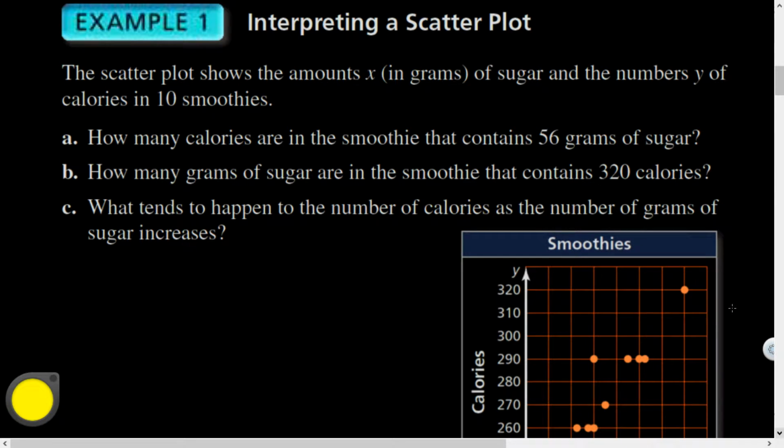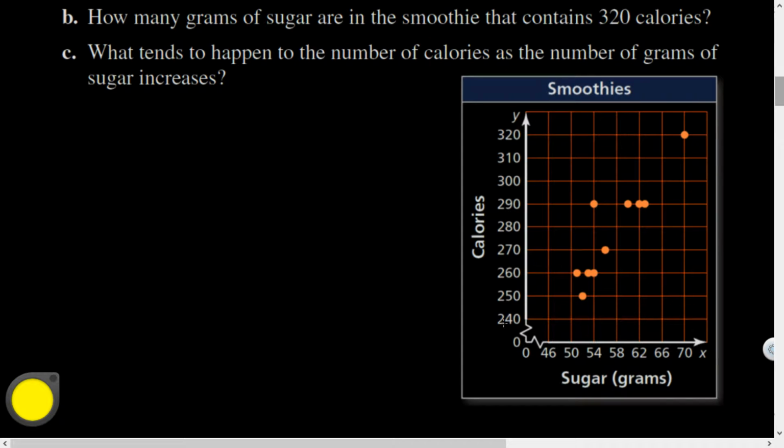So it says the scatter plot shows the amounts x in grams of sugar and the number y of calories in 10 smoothies. And then it asks, how many calories are in the smoothie that contains 56 grams of sugar? Of these smoothies, which one has 56 grams of sugar? 56 would be about here. If I follow this up, they're talking specifically about this smoothie. How many calories are in that smoothie? That's the point 56 comma what? If I read it across, 270. So you could say there are 270 calories in that smoothie.